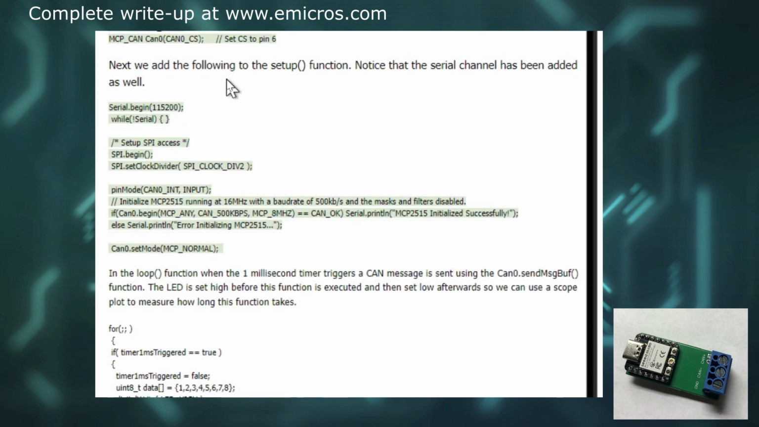Next, we add the following to the setup function. Notice that the serial channel has been added as well, since in the CAN0.begin function we're going to print a success or a failure message. Also, we set the mode to normal.